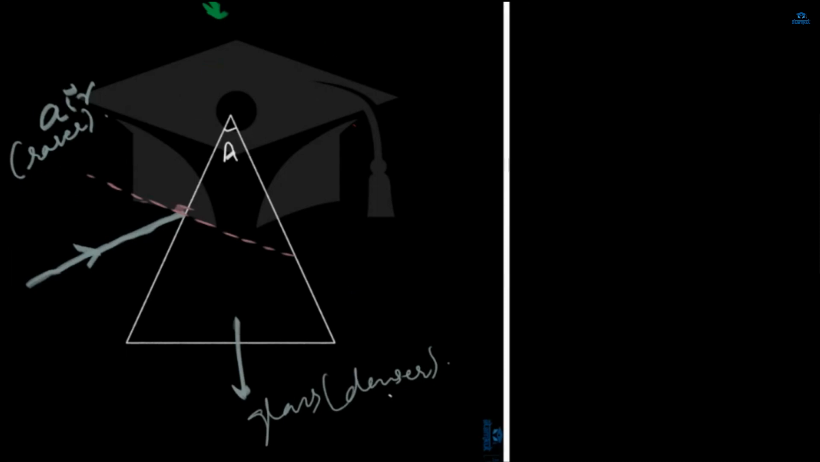This is our normal. Okay. This is normal. So light will bend towards the normal. Okay, now the light will bend. How will the light bend? Towards the normal. It will bend towards the normal. Towards the normal. It means like this.